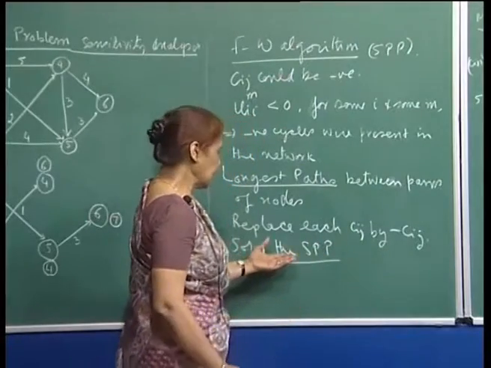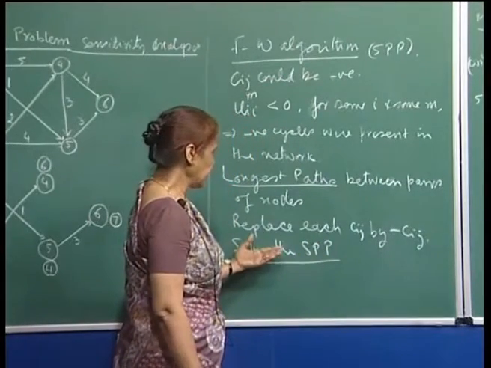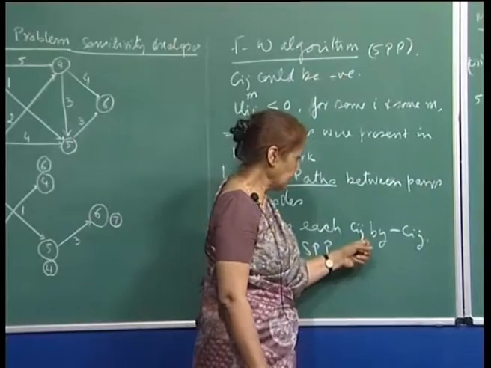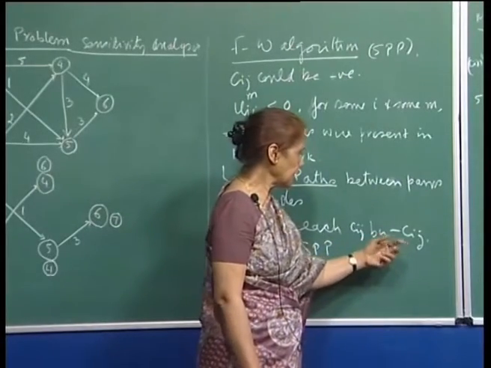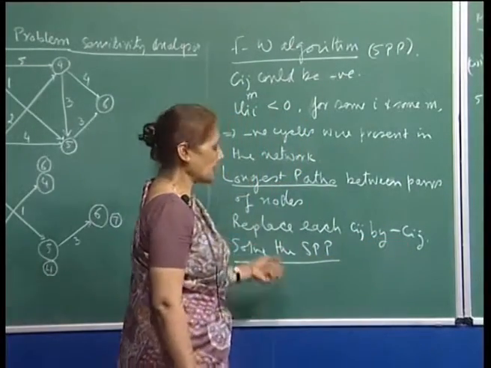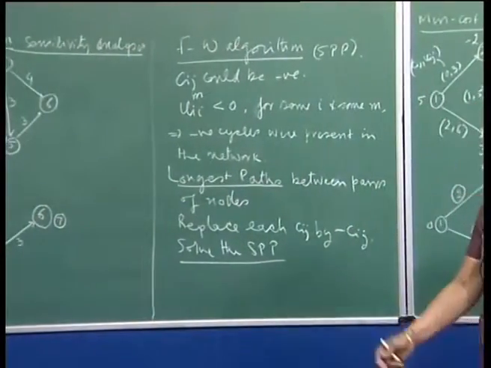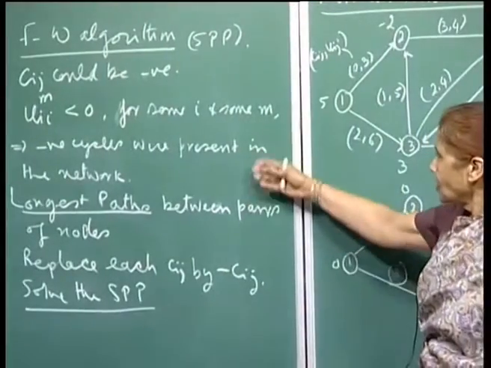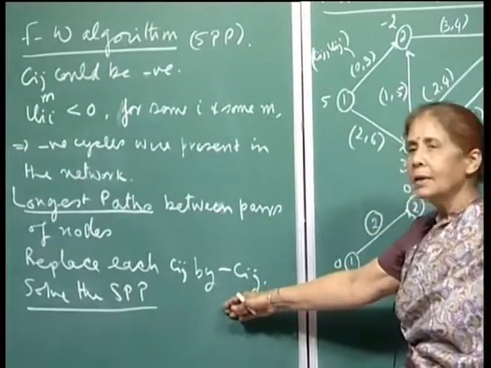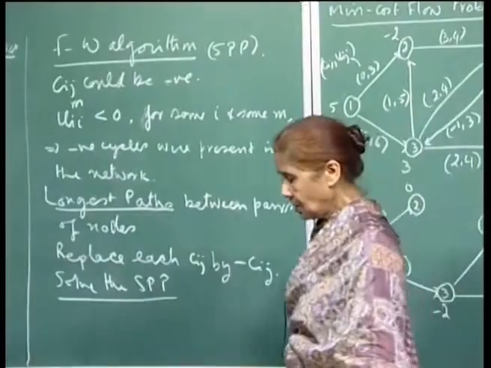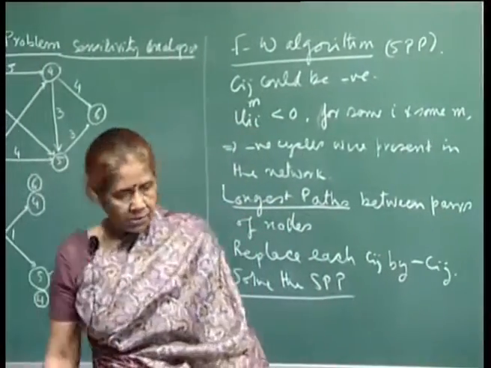So, therefore, if all your Cij's are non-negative, then the minus Cij's will be all negative. So, you will have to apply the Floyd and Warshall algorithm for the corresponding shortest path problem, and then whatever results you have for the shortest path problem will apply here, and then you can translate them to the longest path problem. Okay. So, that is another thing.